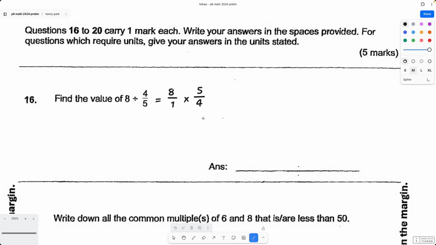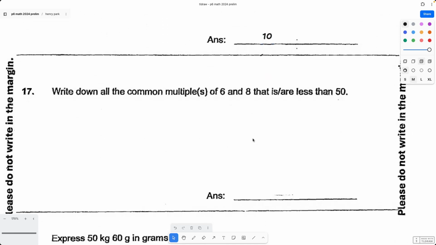So you can cancel 4 and 8. 8 divided by 4 will become 2. So in this case, the answer will just be equal to 2 times 5, and from there the answer is equal to 10. There you go, 10. Let's move on to question 17.